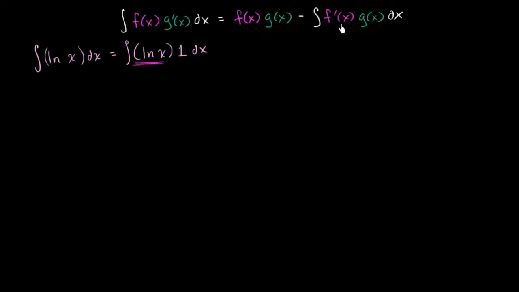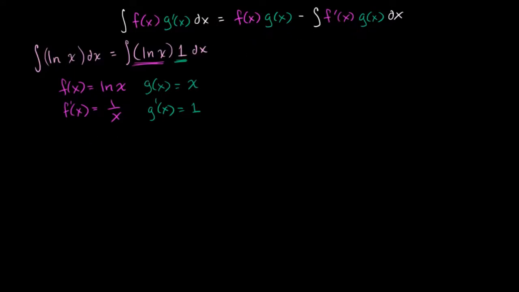If you were to take the derivative of it, it's 1 over x. Let me write this down. So let's say that f of x is equal to the natural log of x, then f prime of x is equal to 1 over x. And let's set g prime of x is equal to 1. So g prime of x is equal to 1. That means that g of x could be equal to x.